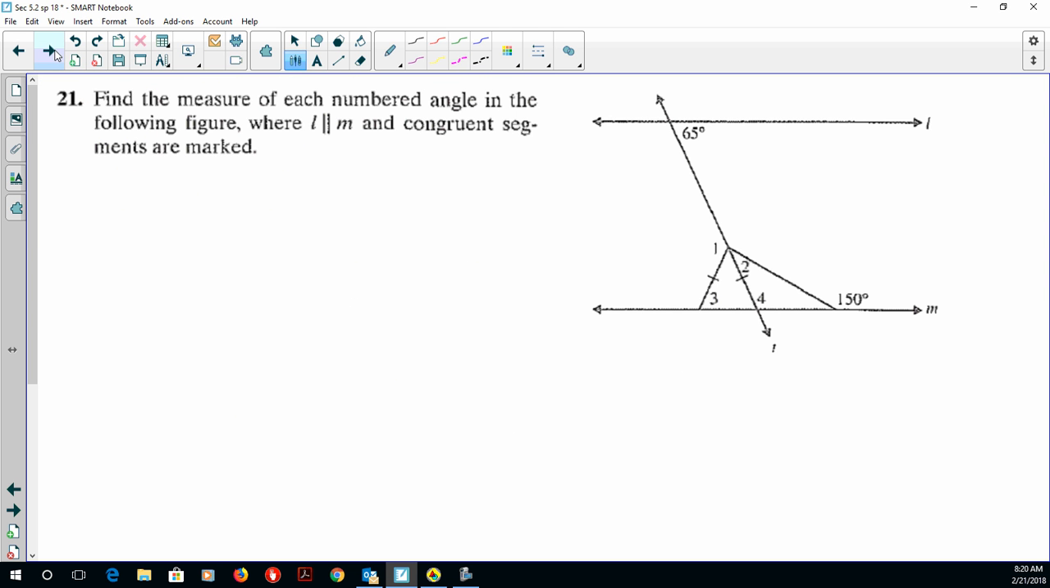This is number 21 in the text. This is page 255. Okay. We want to find the measure of each numbered angle in this figure. L and M are parallel, and we know that these two segments here are congruent. Okay, so I'm going to put in some extra numbers here that we'll probably need. Well, let's find this one. Let's call this a 5, and let's call this 6. Yeah, I think that's all we need here, if that much. Actually, we don't need 6, do we?